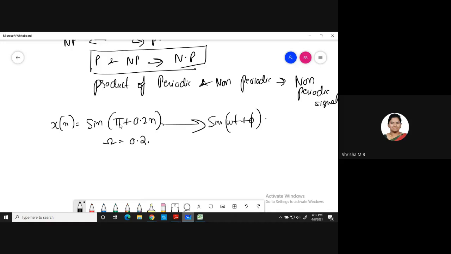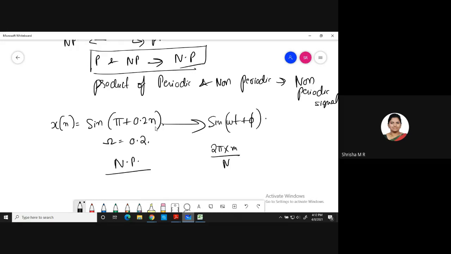So it's periodic or non-periodic? Non-periodic. It's non-periodic. Okay, you don't have a function of pi in omega. Correct? So the signal will be likely non-periodic only. So I cannot represent that in the form of 2 pi into m by n. So it is a non-periodic signal.